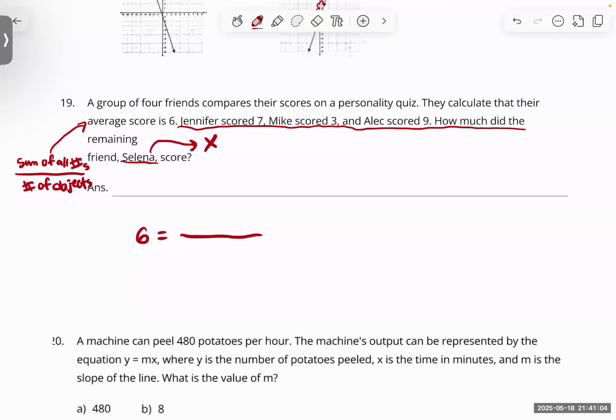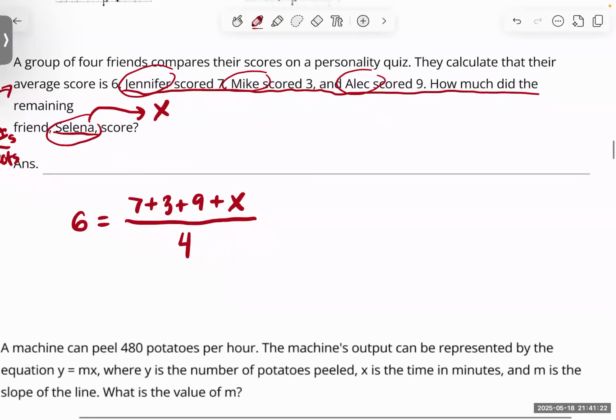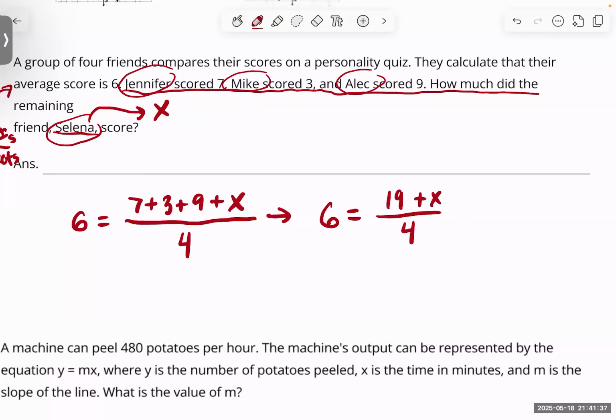We don't know what X is. We're going to figure that out. So we have 7 plus 3 plus 9 plus X over the number of objects, aka the number of people. We have Jennifer, Mike, Alex, Selena. That's 4 people, divided by 4. So how are we going to solve this? Well, for one, let's go ahead and add this up here. 7 plus 3 plus 9 is 19. So I have 6 equals 19 plus X over 4.